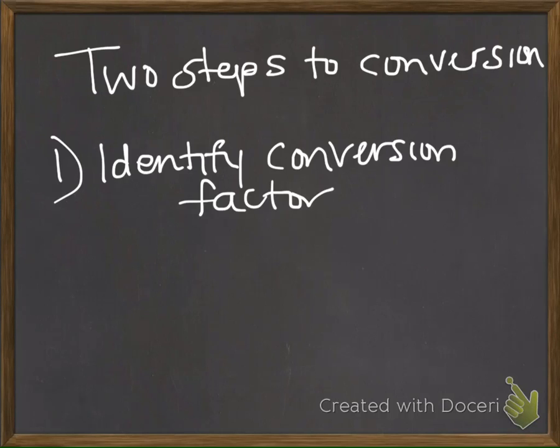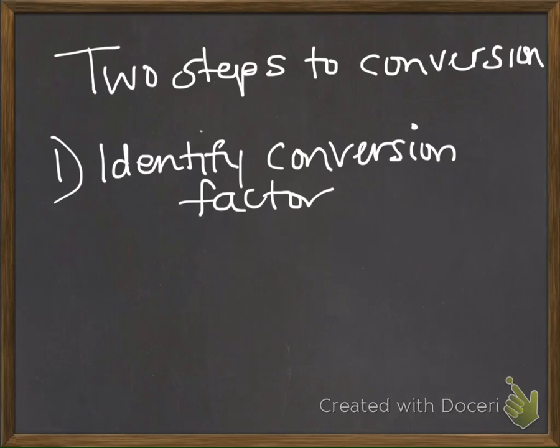Are you converting from days to years? What would your conversion factor be between days and years? 365, okay? Now, what would your conversion factor be between months and years? 12, okay? And between minutes and hours? 60. Okay, so you identify your conversion factor. Now that's one number, 60, 12, 24, whatever it is.